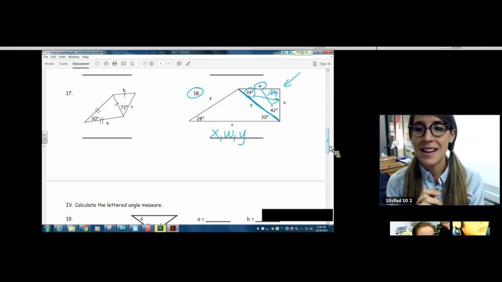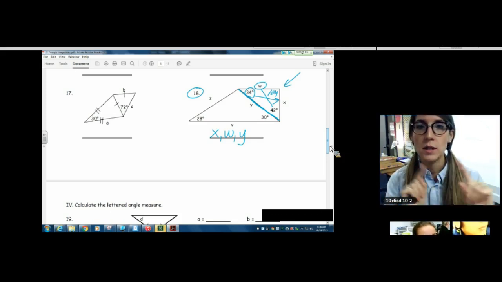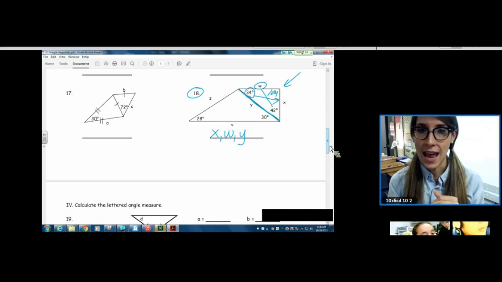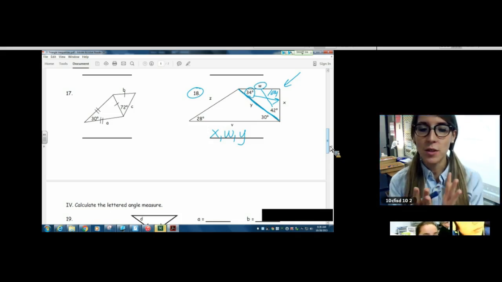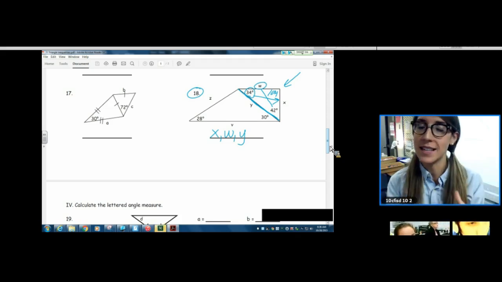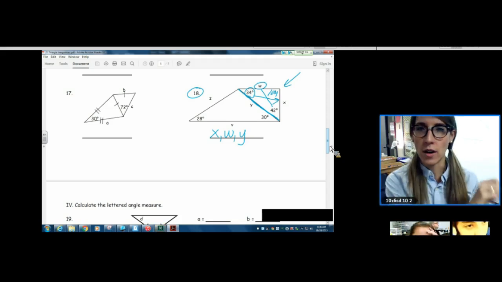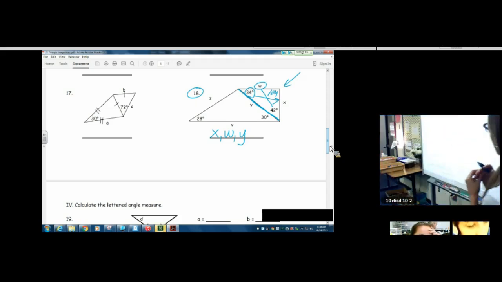So you would never compare a side of one triangle to a side of another triangle based off of the angles, because the angles don't determine the side. It's just a relationship. It doesn't tell us how long the side is. It just tells us the order of the length of sides. That probably didn't make sense.